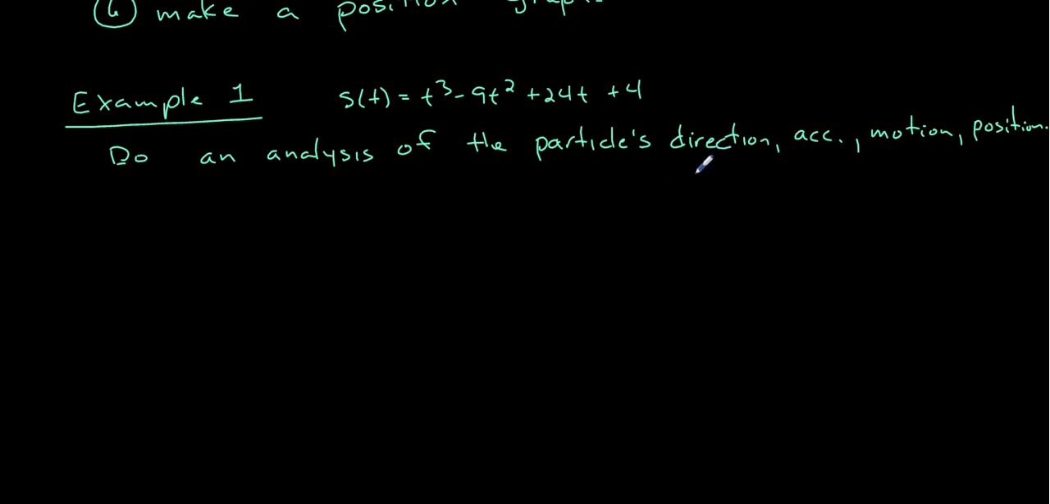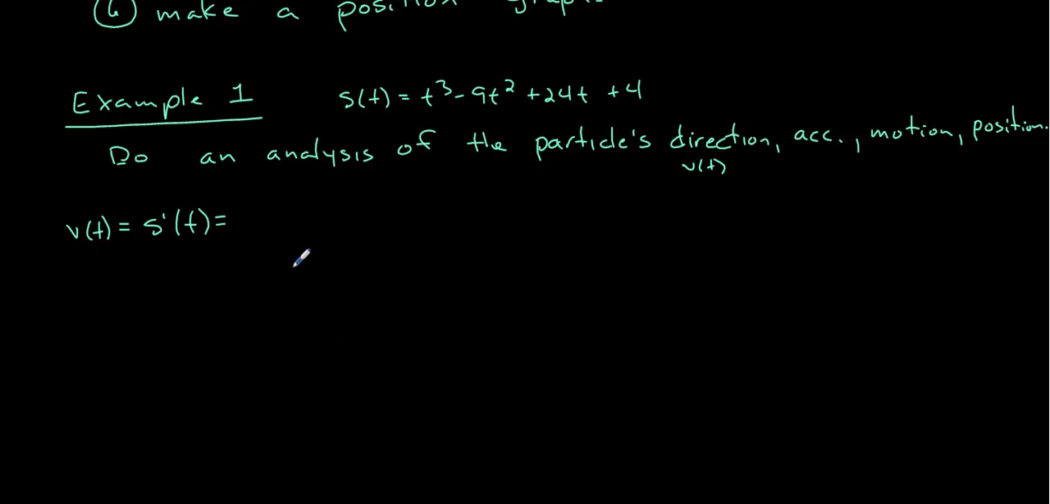Particle's direction, that would be V of t, right? Acceleration, self-explanatory. Motion is comparing A of t and V of t, and there's our position. Okay. What's step 1? Find V of t. Let's be very direct and communicate clearly. V of t equals S prime of t, right? We're going to write that every single time, and then we're actually going to find the derivative of S.